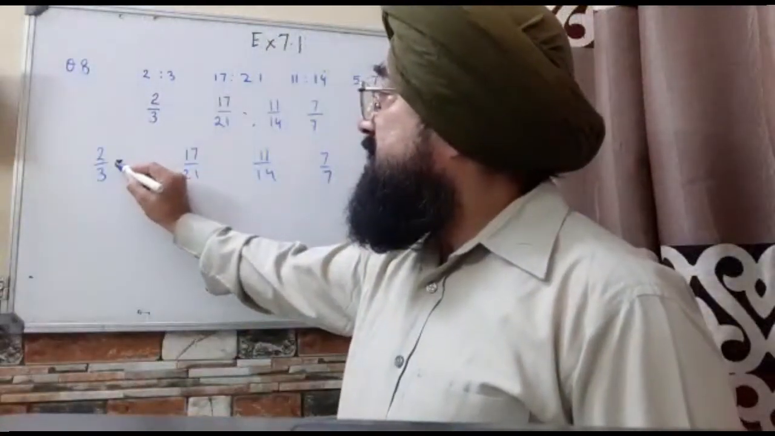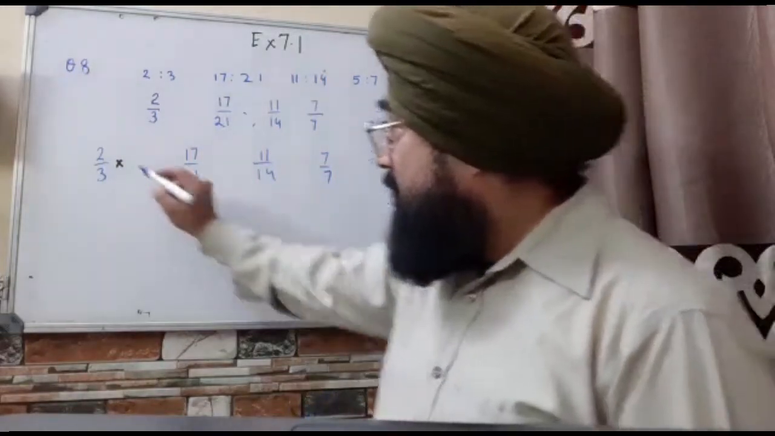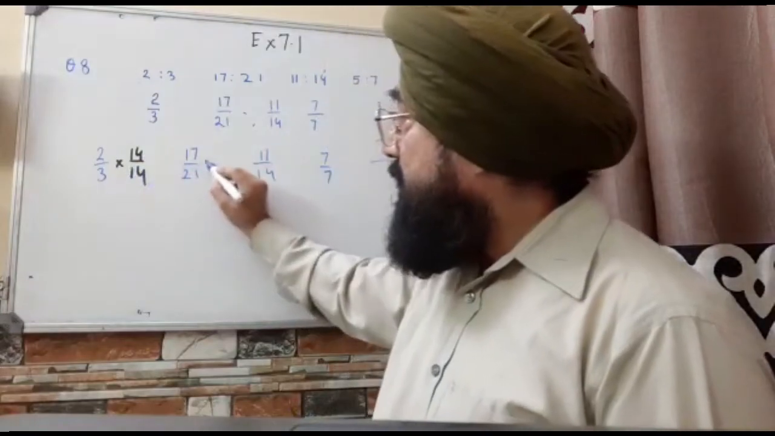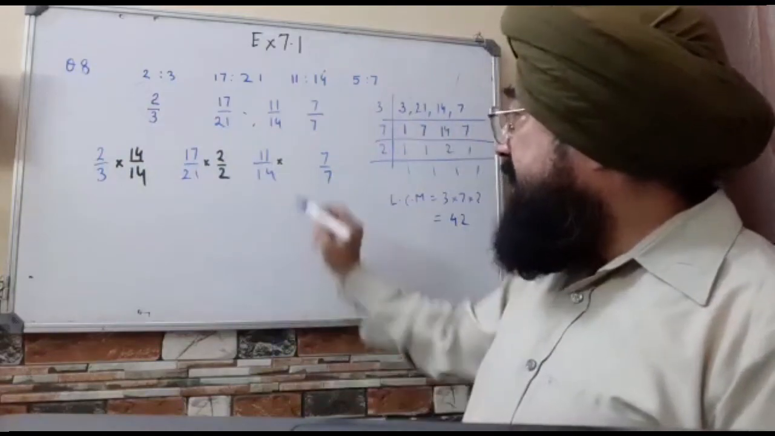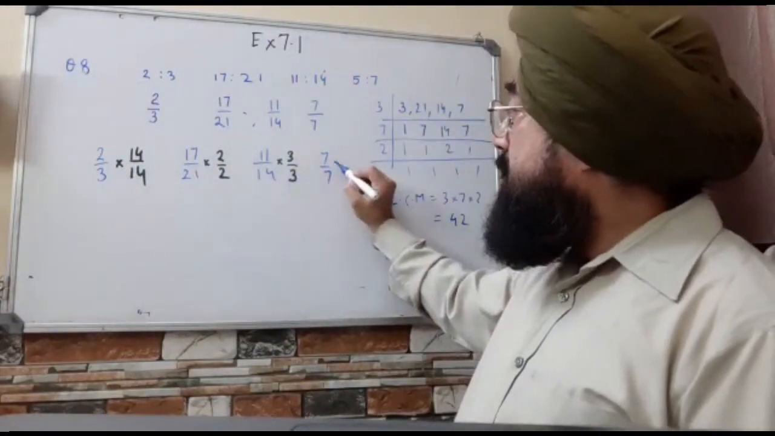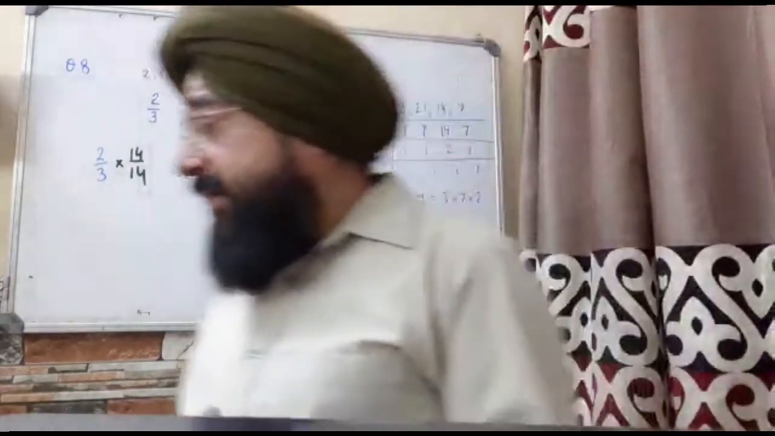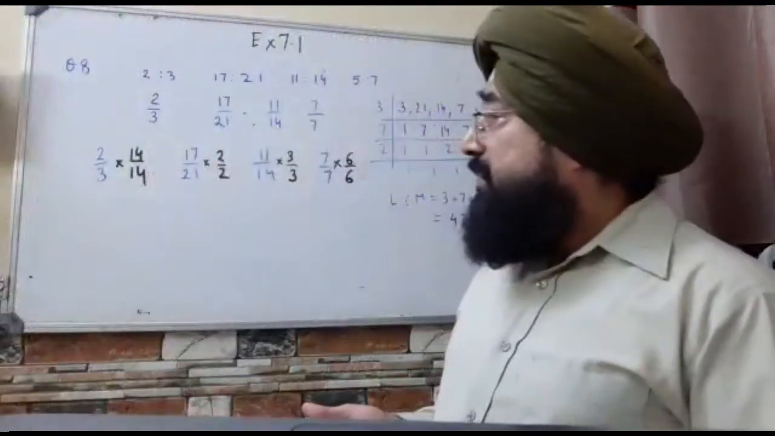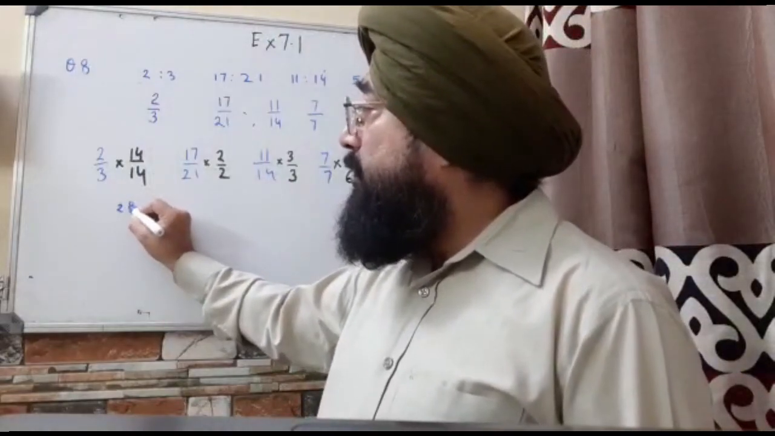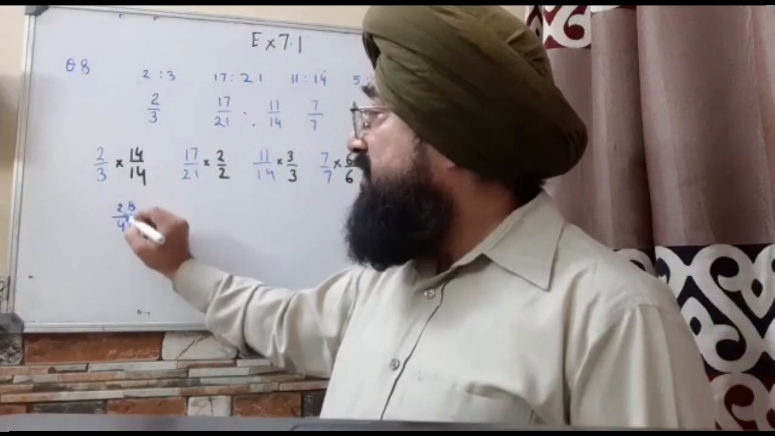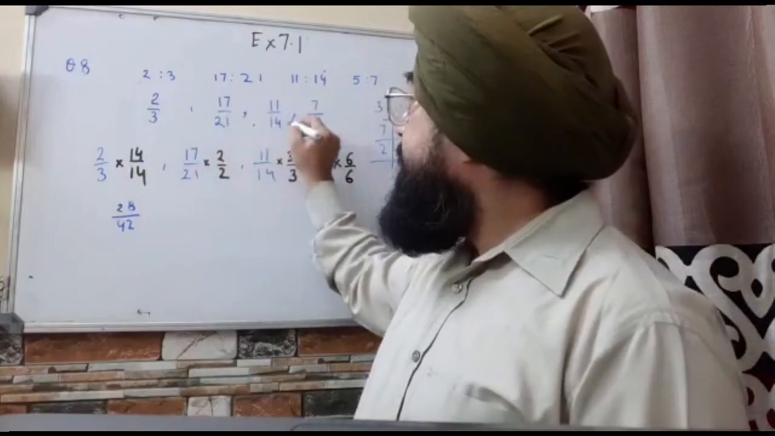I need to multiply this with what? 14. ऊपर नीचे 14 से, here multiply by 2, here 2. 3 by 3, and here by 6. What do you say? 6. Isn't it? And because I am multiplying and dividing by the same number, therefore that fraction will not change. Fraction will have the same magnitude, that is it will become 28 upon 42 and it will have the same value as 2 upon 3.